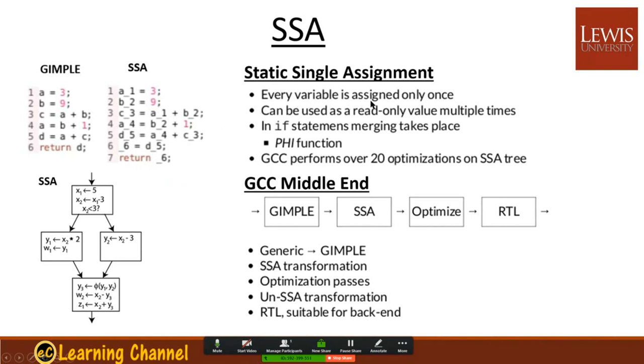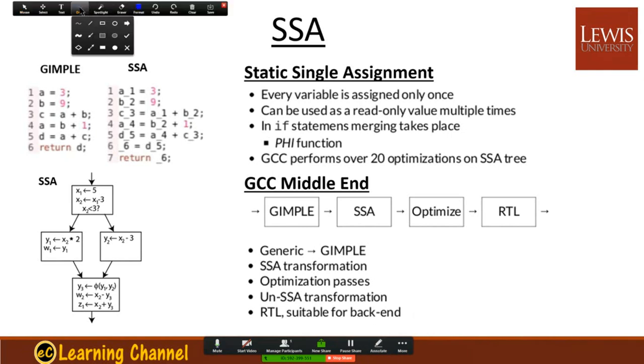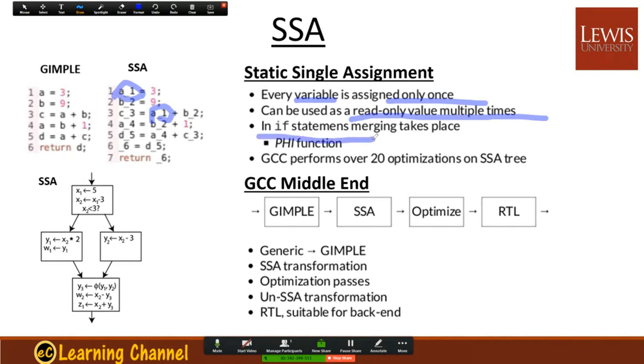So every variable is assigned only once. It's not like a programming language we are using, where we have an A and then the whole program has the same A. Every variable is only assigned once, and then can be used as a read-only value multiple times. So on the right-hand side, your A1 can appear several times, but on the left-hand side, you can only assign once. And then in an if statement, merging takes place, and we generate something called a phi function.